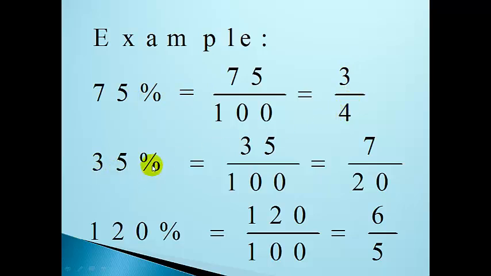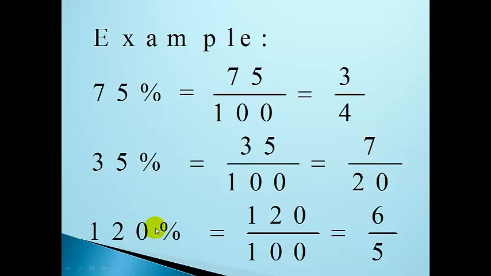Now 35% is equal to 35 divided by 100. Now 5 goes into 35 7 times. And 5 goes into 100 20 times. This means that 35% is equal to 7 over 20.